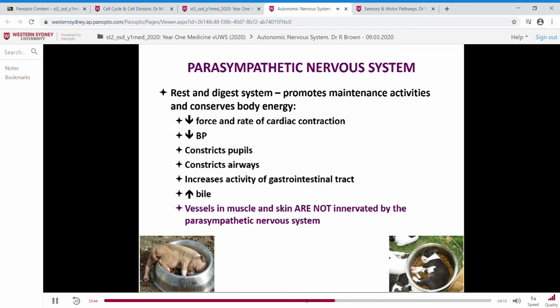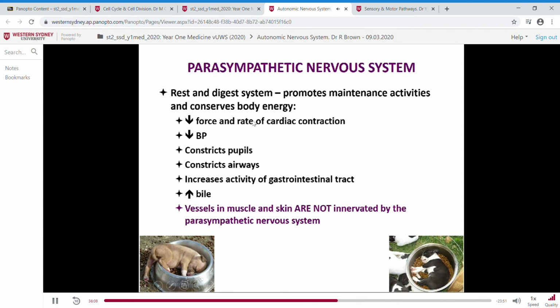So moving on to the parasympathetic nervous system now. So this is the brake system or the calming system. The rest and digest system, so it promotes maintenance activities and conserves body energy, as we can see down here. Okay, they've eaten, and now they've gone into some sort of food coma. All right, we've all had a food coma. That's your parasympathetic nervous system.